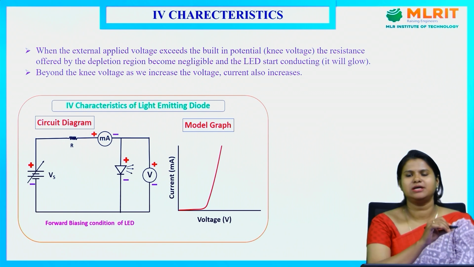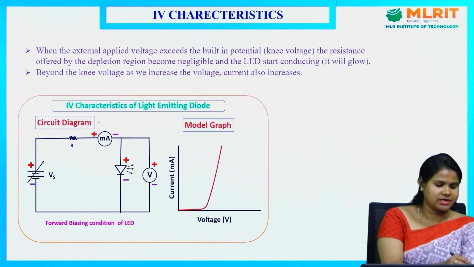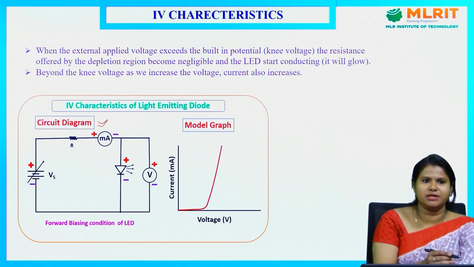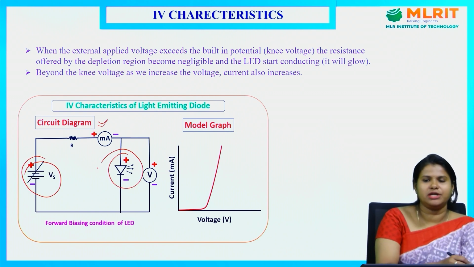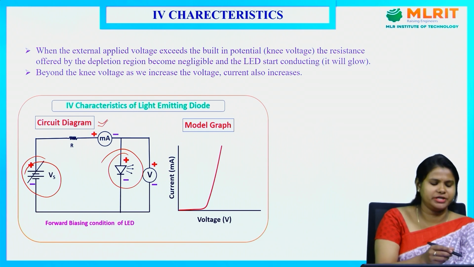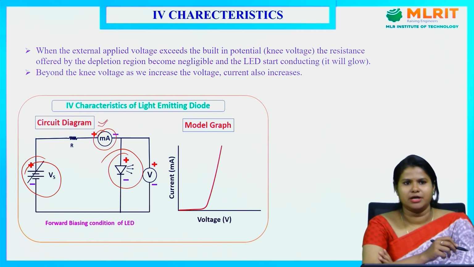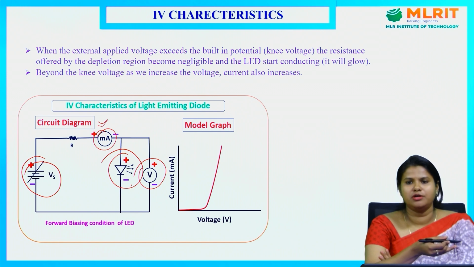Now we will see the IV characteristics of this LED. IV characteristics is nothing but the variation of current with voltage. So this is the circuit diagram to find the IV characteristics of a light emitting diode. Here, with an external voltage, we are connecting a light emitting diode in forward bias. One milliammeter is connected to find the current flowing through the circuit, and we are connecting a voltmeter to find the voltage across this LED.